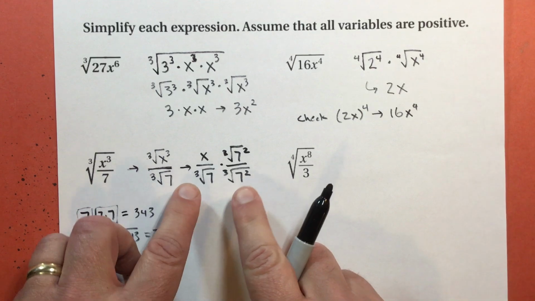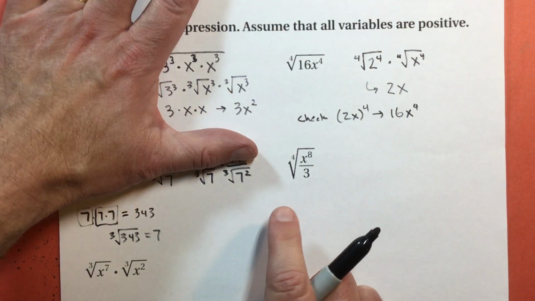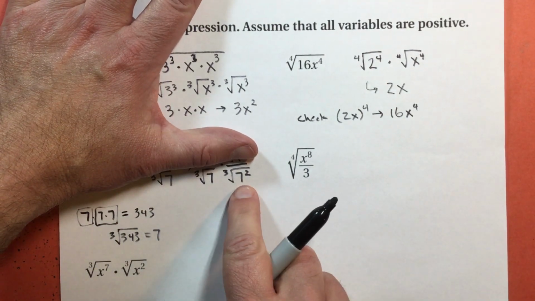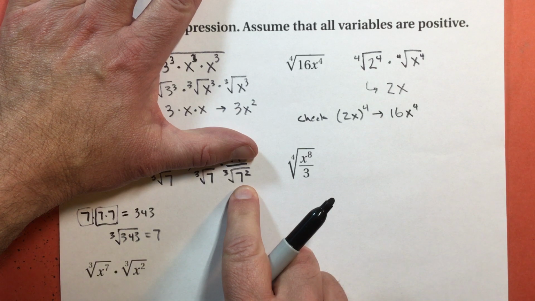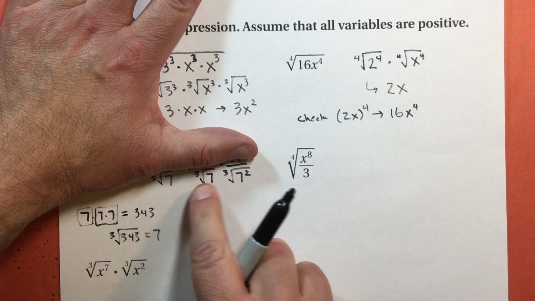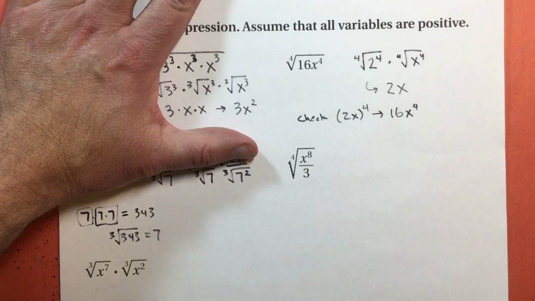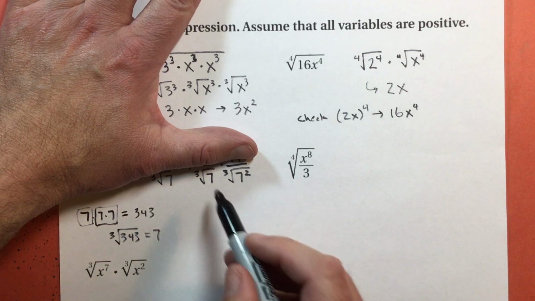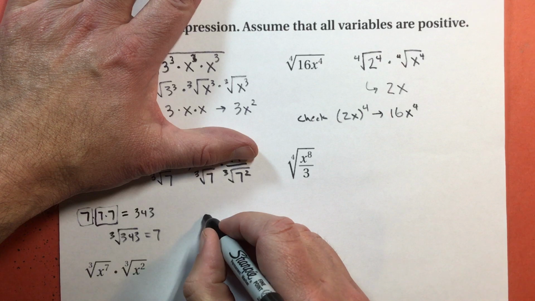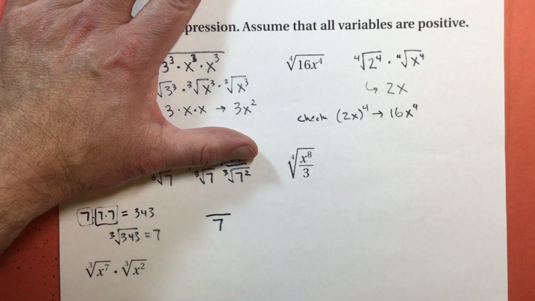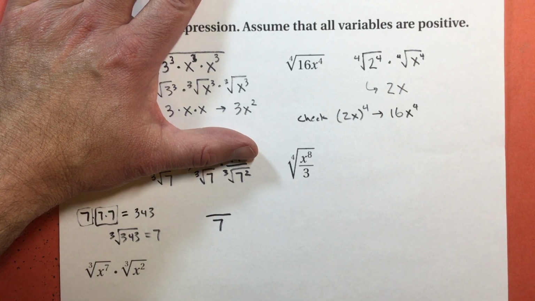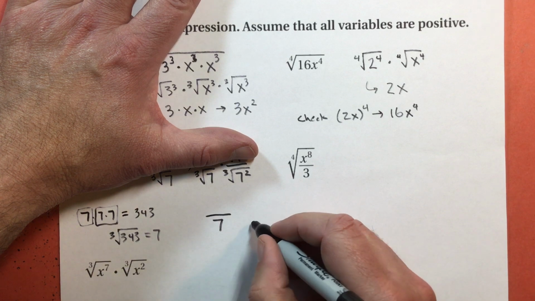Now, just look at this part right here. 7 times 7 squared is going to give me 7 to the 3rd power. The cube root of 7 to the 3rd power is going to be 7. So here in the denominator, I just get 7. And 7, God bless his heart, is rational. So that's good.